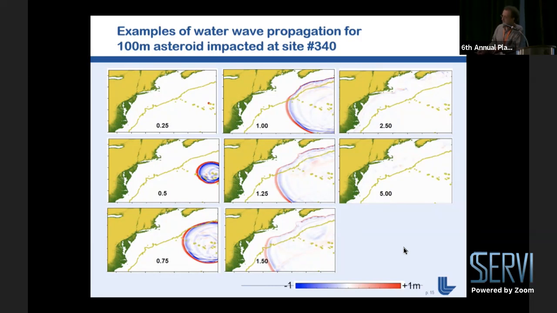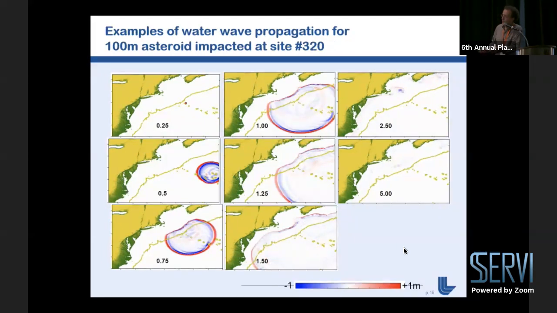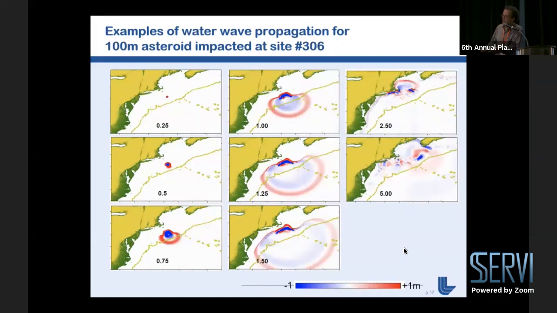And you could see after 5 hours, it's pretty much decayed. The water wave heights are plus or minus 1 meter. And I had to dial down the legend so I can observe the effect, otherwise you will not see them. For impact 320, which is even closer to the continental shelf, you see more interaction with the continental shelf. But again, after 2.5 hours, 5 hours, it's pretty much decayed. There is some resonance here, and in this whole bay, a lot of waves get trapped, and I will show you for the 300-meter diameter, you will see it even better.